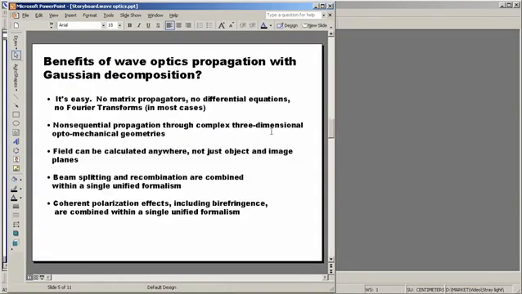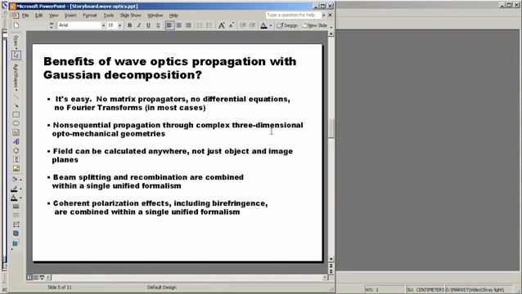Now, why would we want to use this algorithm? It turns out there are some very real benefits associated with Gaussian decomposition. First of all, conceptually, if not mathematically, it's easy. There are no matrix propagators, no complex differential equations, no Fourier transforms to do, no complicated math. It's just, at least conceptually, ray tracing, something that users can understand and something that can be done within ASAP using the existing geometrical optics ray tracing capabilities.